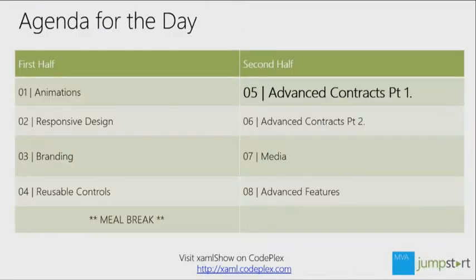Excellent. Okay. As you can see, we've started the second half. It's all downhill from here. Advanced Contracts Part 1, where you will see us slip into a food coma, and Advanced Contracts Part 2, where we will be in a food coma. Wait till you see media in 7. Exactly. Media and advanced features in 8. I think everybody should be looking forward to that one because we may well be horizontal.